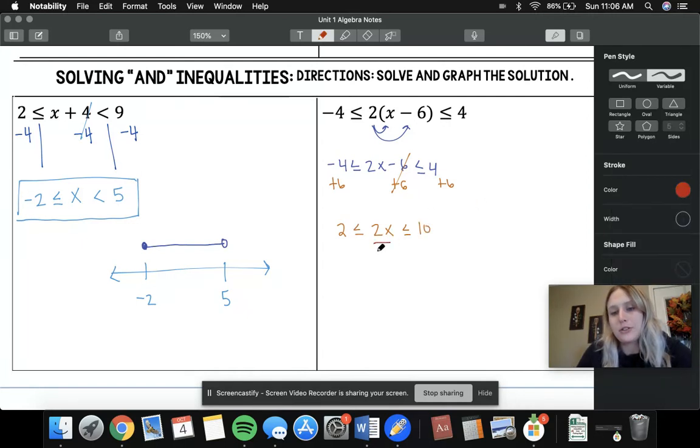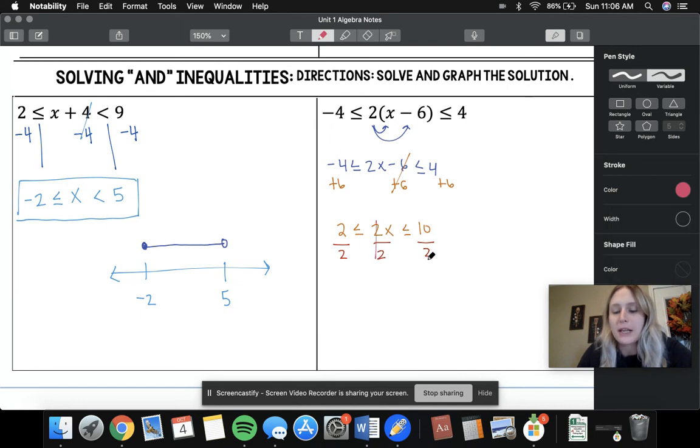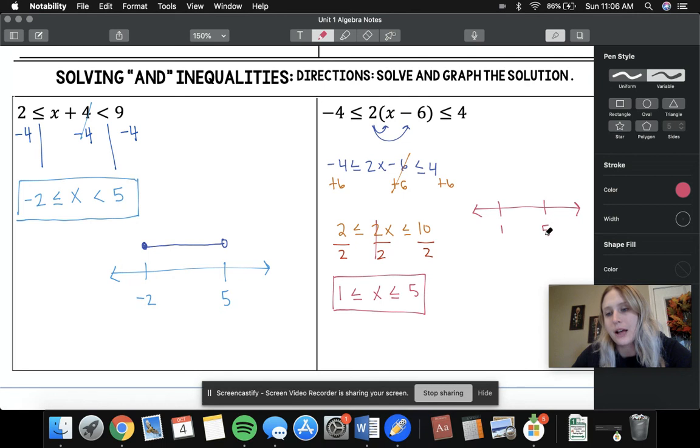Then we would get rid of the 2 by dividing by a +2. We divided by a positive number, so we don't have to flip the symbols or anything like that. This would make x be isolated. We would have 1 is less than or equal to x, which is less than or equal to 5. Then if we were to visualize what this solution meant, here is 1 and here is 5. X could be 1, so we're using a closed dot, and x could be 5, so we'll use a closed dot as well. And x is in the middle of these endpoints, so we will shade in between.